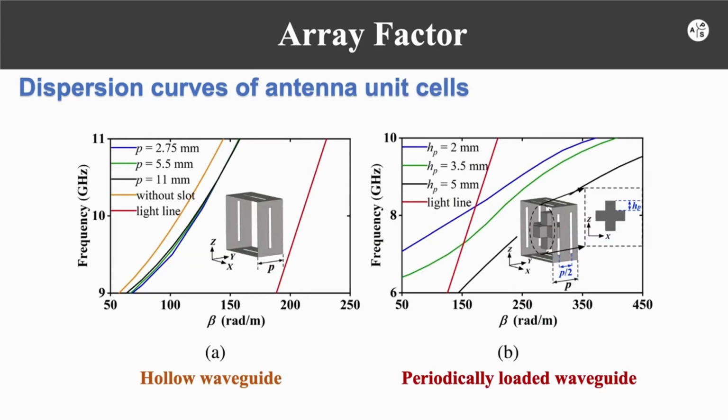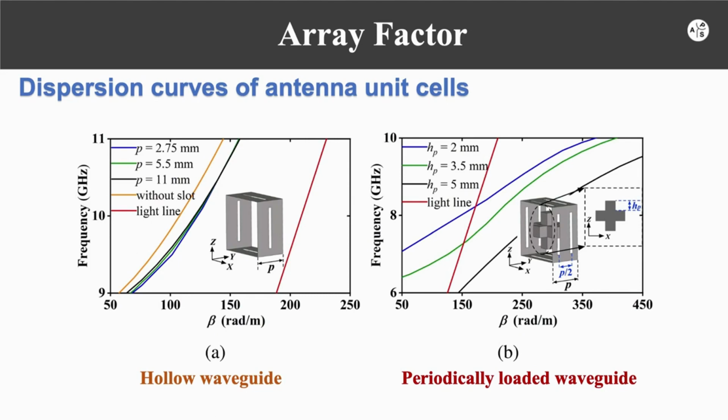Secondly, we calculated the dispersion curves of the antenna unit cell based on the hollow square waveguide. It can be found that the value of beta is lower than that of k0. This indicates that the slot waveguide array based on such unit cells cannot realize an end-fire pattern. To overcome this problem, a periodically loaded waveguide core is proposed to provide efficient dispersion control. The unit cell used in the proposed waveguide with an inner core is shown in the inset of figure B.